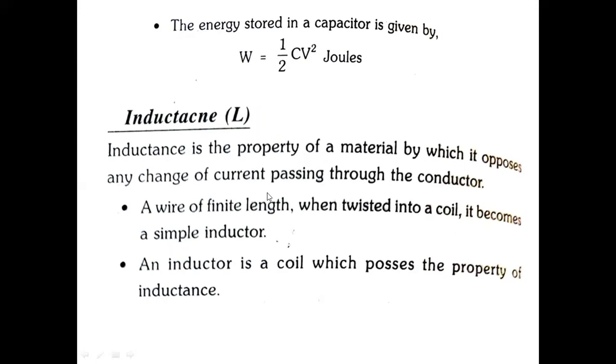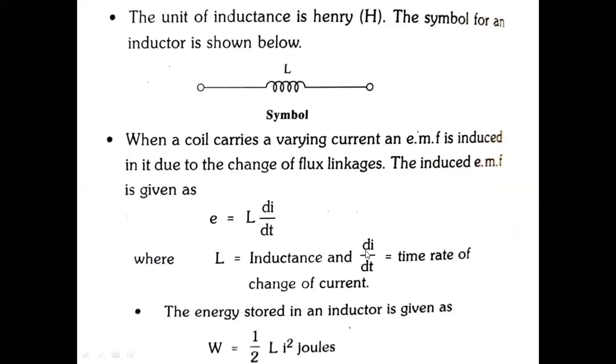Inductance. Next is inductance. It is the property of the material by which it opposes any change in current. Resistor opposes the flow of current. Here inductor opposes the change in current passing through the inductor. A wire of finite length, when twisted into a coil, becomes a simple inductor. It is a coil which possesses the property of inductance. The unit of inductance is henries. The symbol for an inductor is this.